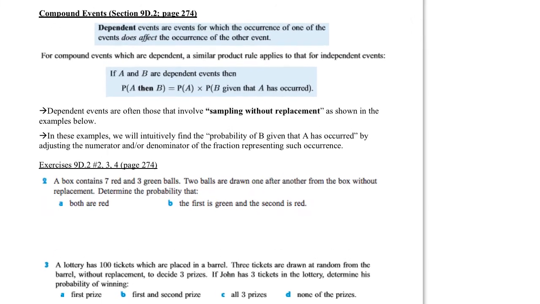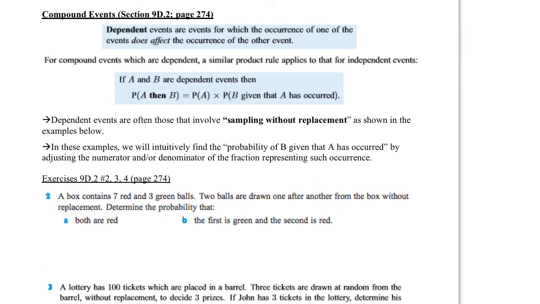All right, compound events. In the "and" situation, I told you we had to be careful. Are our two events independent or dependent? So here's the dependent scenario. If they're dependent, then the occurrence of one event does affect the occurrence of the other event.